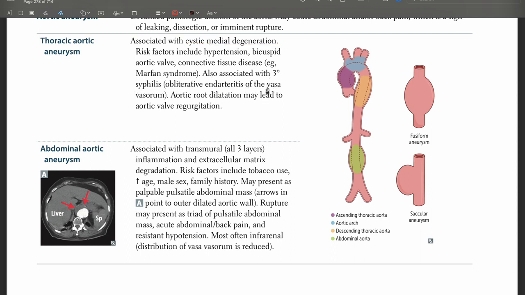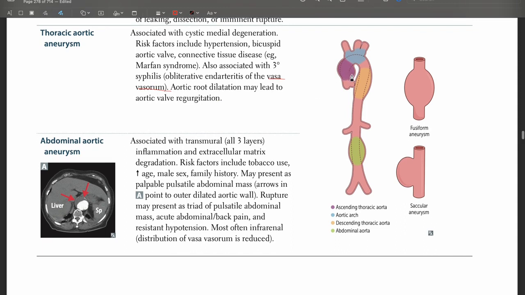So what does that mean? Vasa is vessel, and vasorum is like around the vessel. So it supplies the great vessels, the capillaries or the capillary network or the artery network around the great vessels. So aortic root dilation may lead to aortic valve regurgitation.